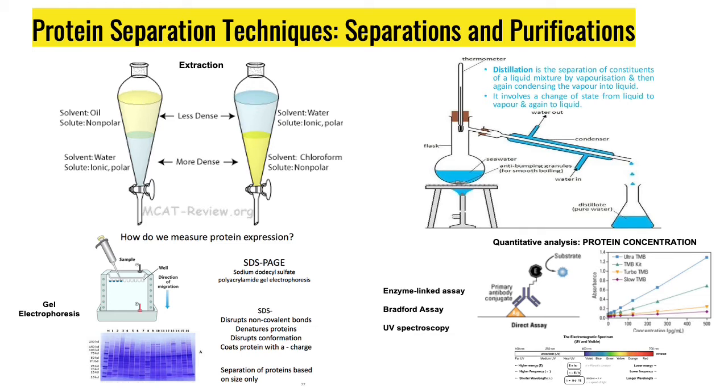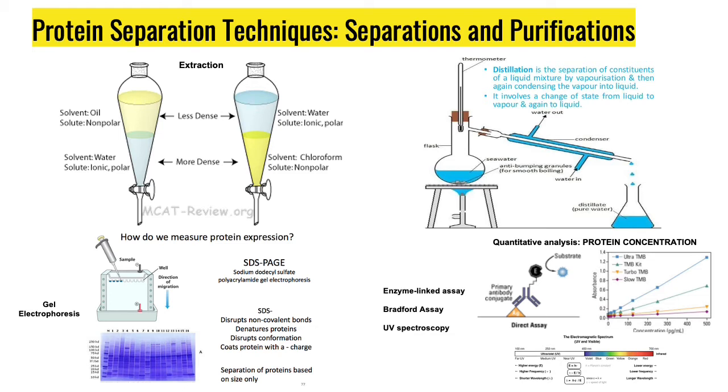Gel electrophoresis is an experiment that's used to separate different components of a mixture based on the size and charge. SDS-PAGE uses a detergent that denatures proteins and adds negative charges proportional to the size of that protein. Keep in mind, if you want to separate proteins just by their size or the number of amino acids, use SDS-PAGE. Quantitative analysis encompasses anything that allows us to determine the protein concentration.